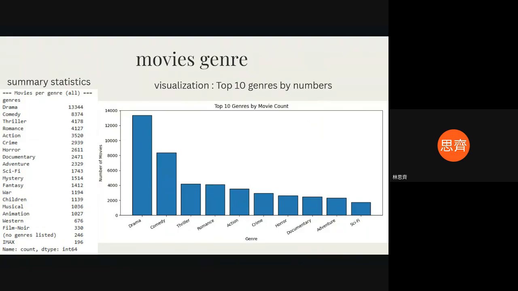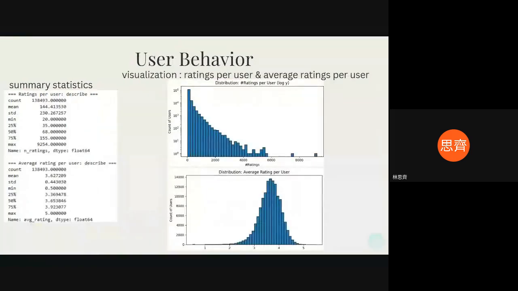And this is just some movie genres. This is by the count of the movies. Comedy and drama are just really common. There are a lot of movies listed in these genres, and others not that much. So yeah. Next page.